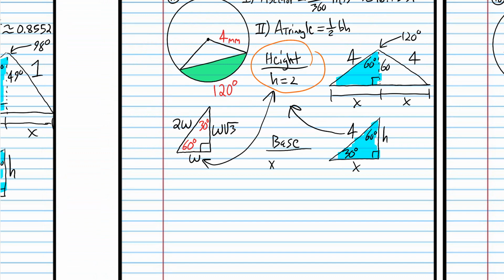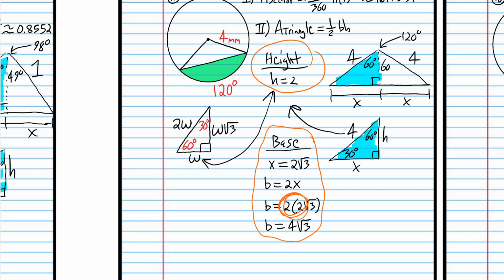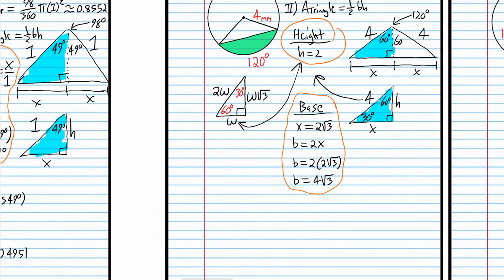And we're going to write x is equal to 2 root 3, but we don't want x. We want the base, and the base is equal to 2 times x. So 2 times 2 root 3, because x we just found is 2 root 3. So the base is equal to 4 root 3. And if you don't remember how to simplify that, you can go back to my class on simplifying expressions with square roots in my beginning algebra course. So now we're still on step 2.